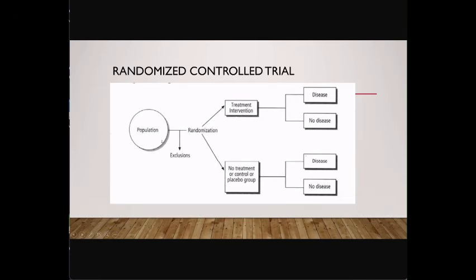The population of those who have the disease, those who decided not to participate are excluded. Those who decided to participate are randomized into treatment A or treatment B, because no treatment, as I said, is not an option. And you follow them over time and see, in general, maybe the development of disease or no disease or cure, things like that. So you follow them. That is the beginning.